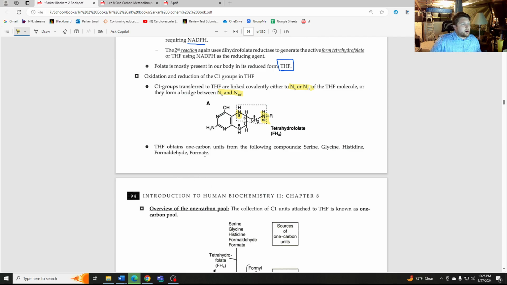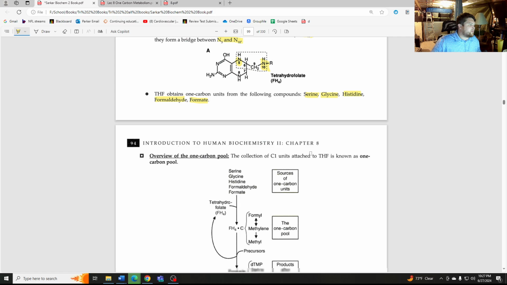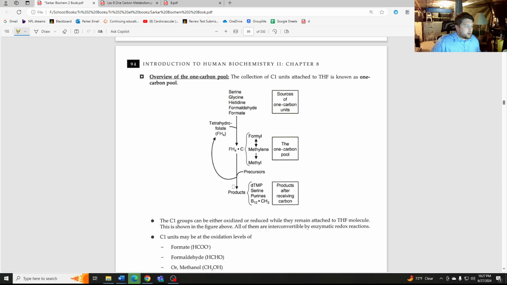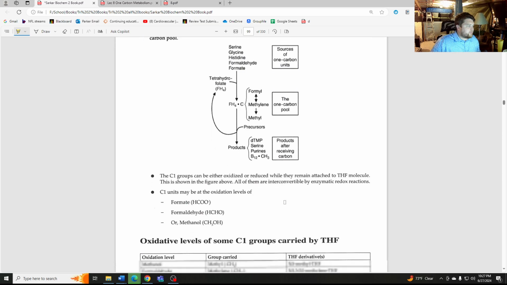Tetrahydrofolate obtains 1 carbon units from the following compounds. This is another place we're going to want to remember. This is where some test questions are going to come. We have serine, glycine, histidine. Remember histidine we talked about getting turned into histamine, formaldehyde, and formate. Here are all of those sources of the 1 carbon unit. We get tetrahydrofolate going in there. Then we have these different precursors, and then they make the products.